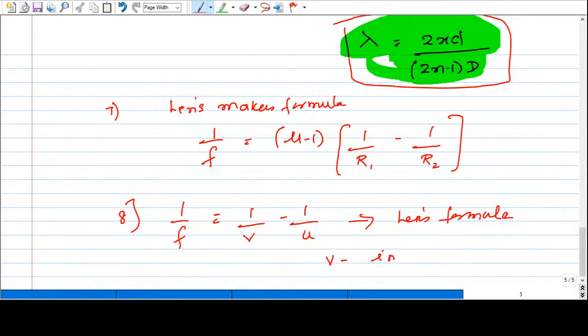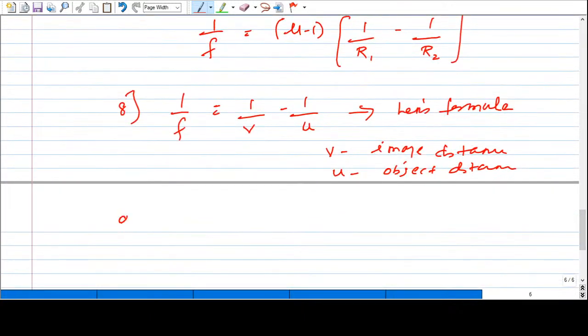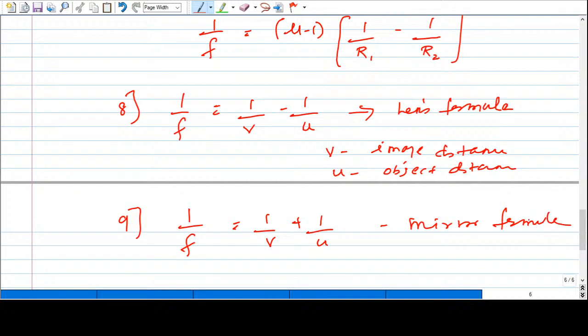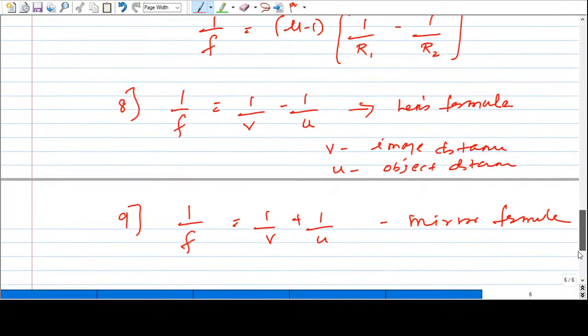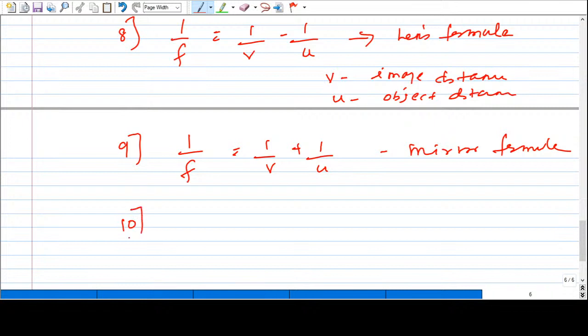V is called image distance and U is called object distance. So let us write it out. Number 9, the ninth formula, 1 by F is equal to 1 by V plus 1 by U, is called the mirror formula. Then finally, the expected formula number 10 for 2021: Brewster's law. Mu is equal to tan IP is the formula. Remember, IP is called the angle of polarization.